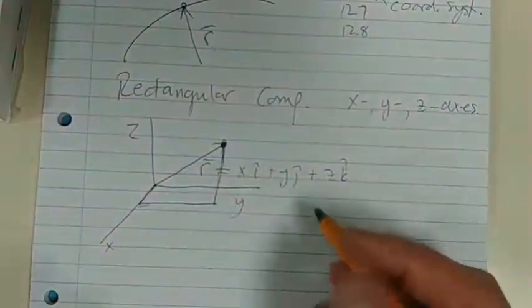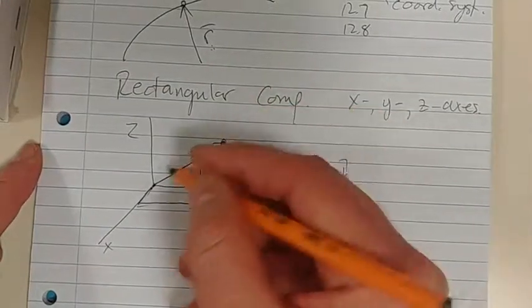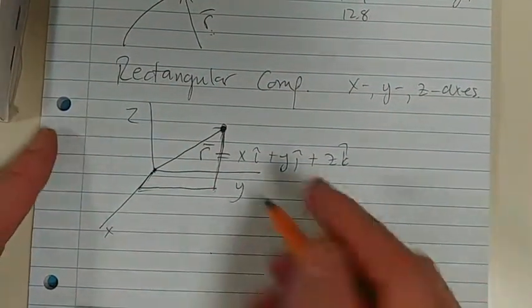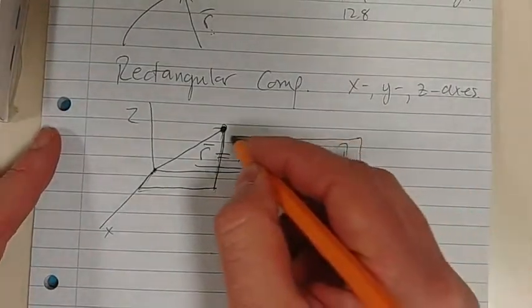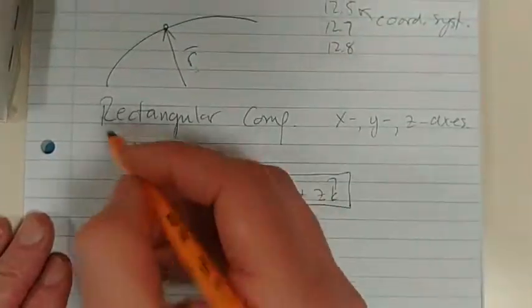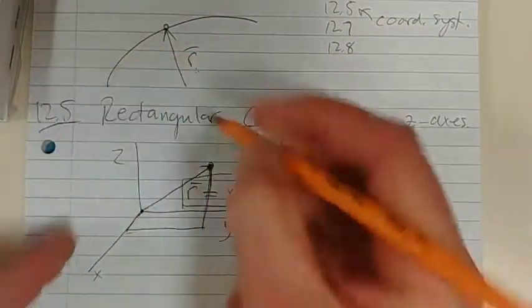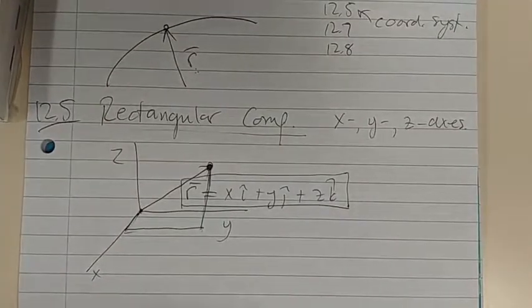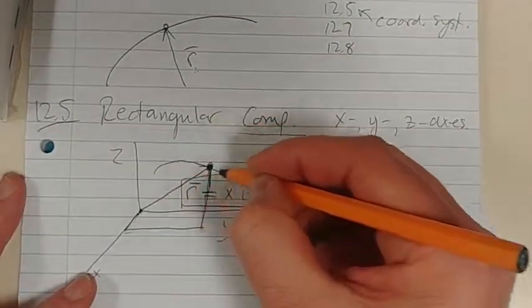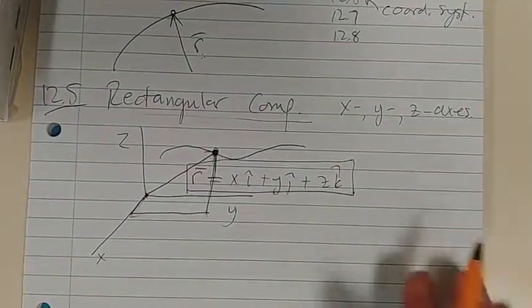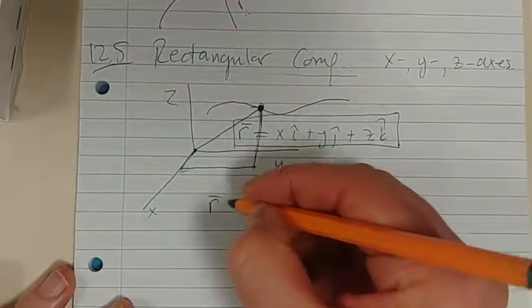So a position vector is the position of the particle relative to some other reference frame, okay? So please go and recap what a position vector is. But the point I'm trying to make is that in 12.5, we are looking at rectangular components. That is the coordinate system we're using to describe the curvilinear motion of the particle.